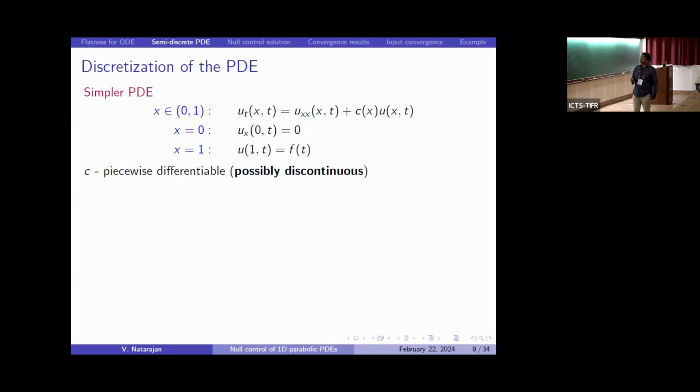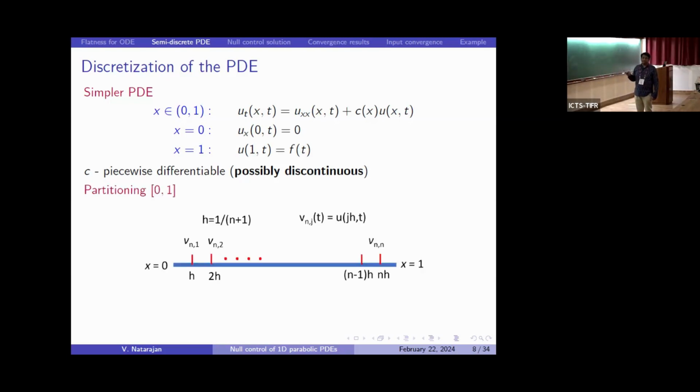So now let's look at the semi-discrete PDE we are going to consider, and then we'll very easily see that the semi-discrete PDE is in fact flat, so that we can do flatness-based design for it. For the sake of explanation, I'm going to consider this simpler PDE, right? The only varying coefficient is C, which is piecewise differentiable. But whatever I'm going to present applies to the PDE that I showed in the first slide, okay, the more general version.